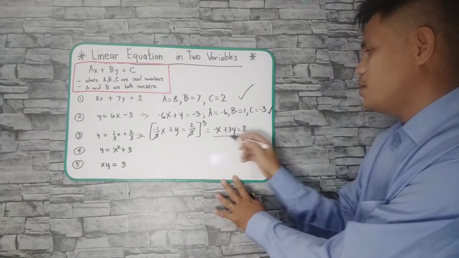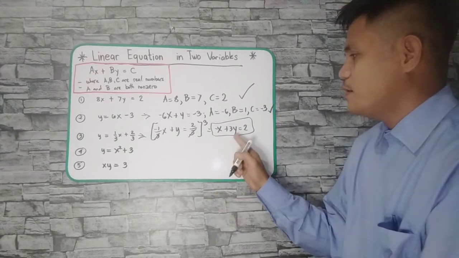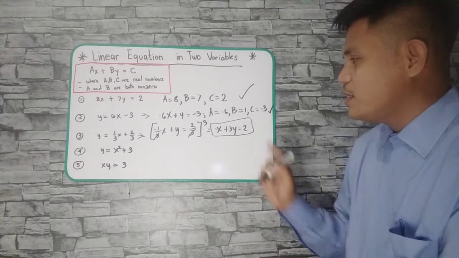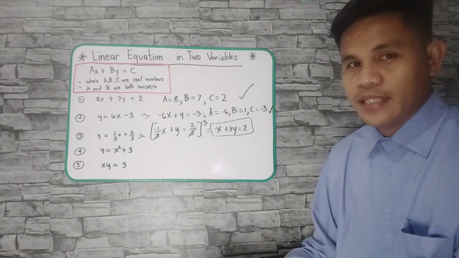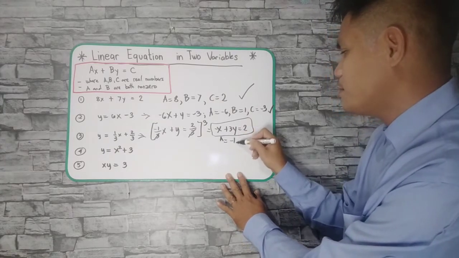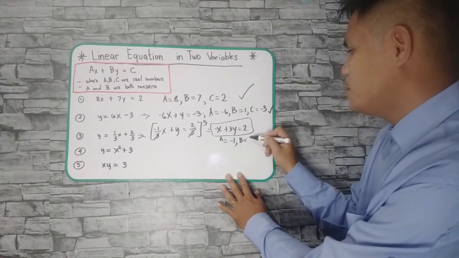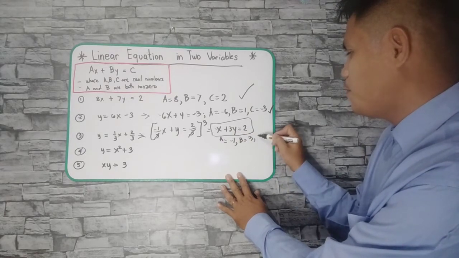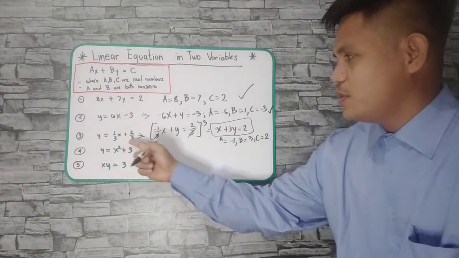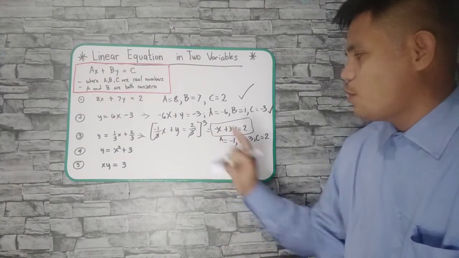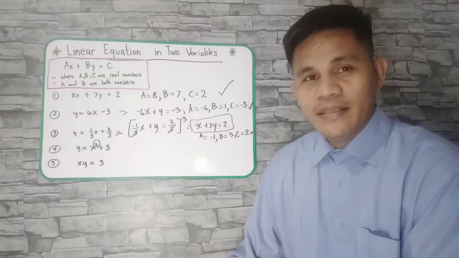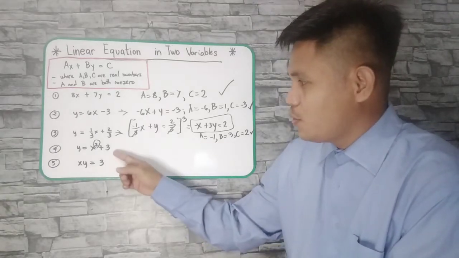Now, as you can see, this looks much more like a standard form ax plus by is equal to c. Now we can determine the values for a, b, and c. The value for a is negative 1. The value for b is positive 3. And the value for c is positive 2. So we can conclude that this equation, once it is in the standard form, is an example of a linear equation in two variables.